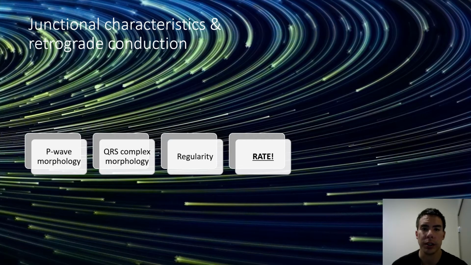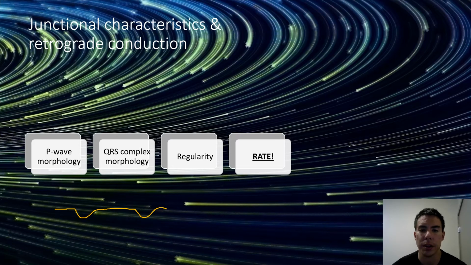So junctional characteristics and retrograde conduction. The biggest thing, P-wave morphology and QRS complex morphology. So we'll start with P-wave morphology. With junctional rhythms, the P-wave will always, if it's visible, I'll draw it on the bottom here, there will always be a negative deflection like that. So all P waves will be negative, and I'll explain why in a second here.